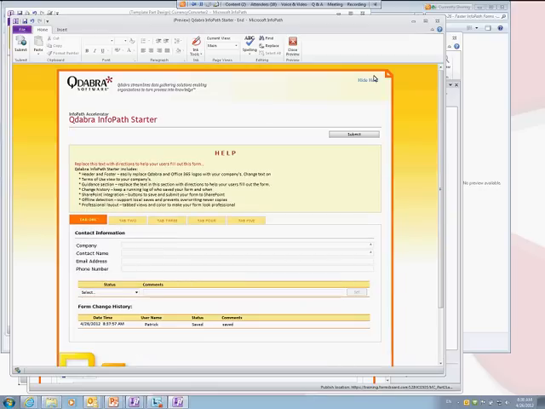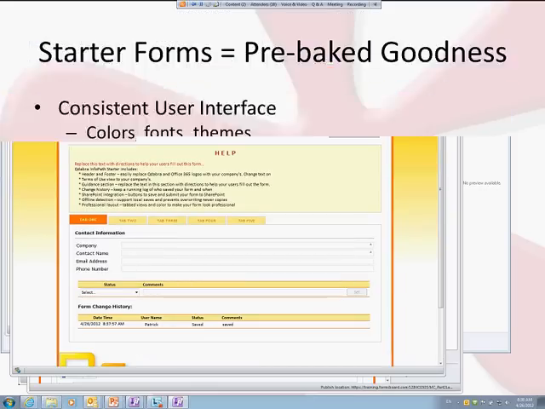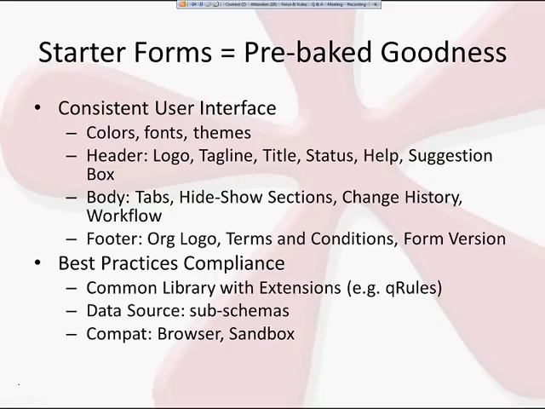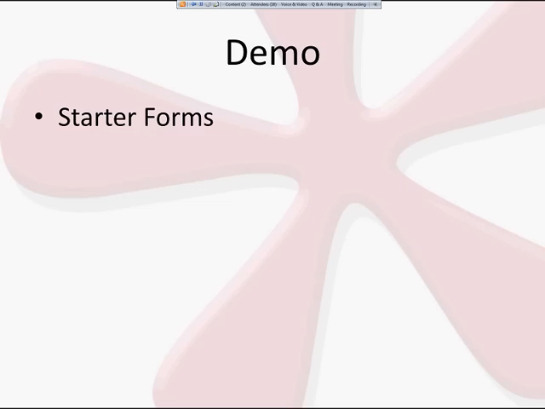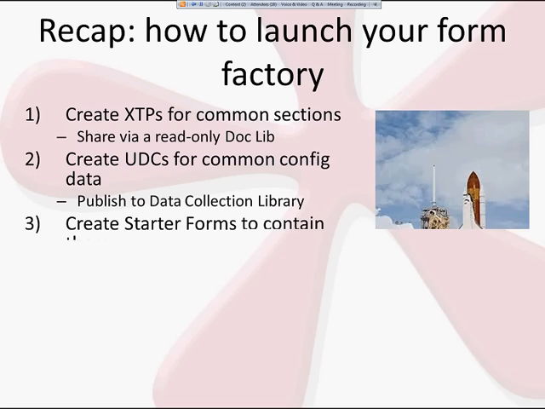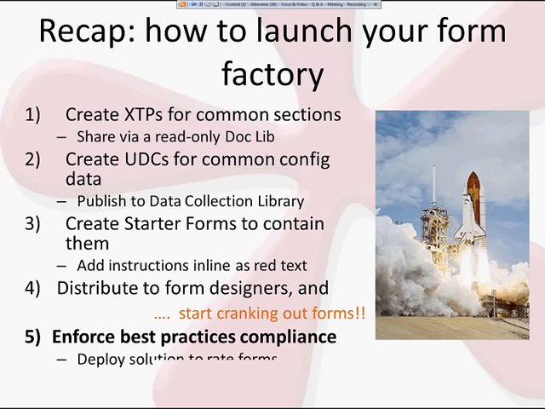In general, what you're going to want to do is create starter forms that have common colors, headers, logos, footers, taglines. You're going to want to have maybe tabs in your body. Maybe you can have vertical tabs, or you can have them across the top. Maybe a change history section. And then you're going to want a footer that has your organization logo, maybe legal terms and conditions, and your form version. That's really important.